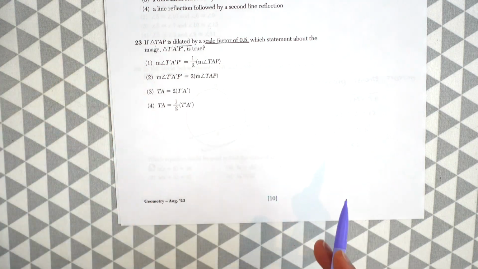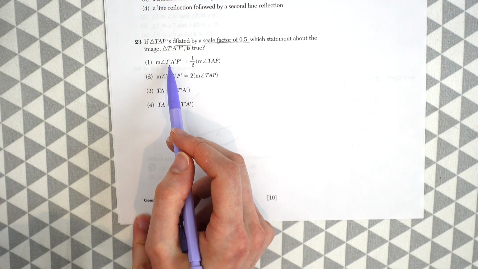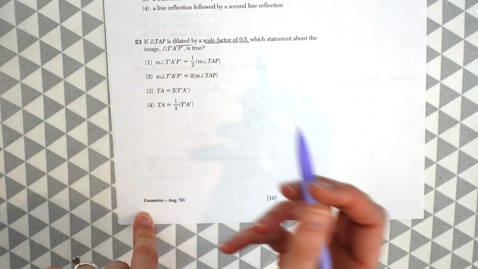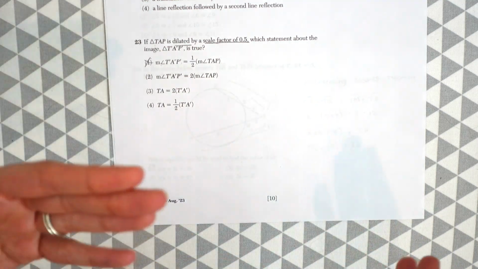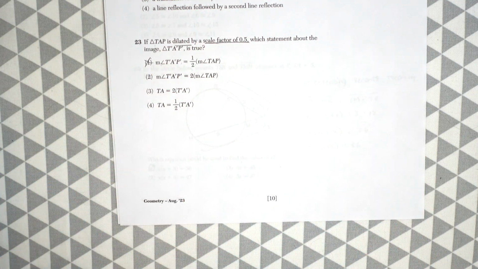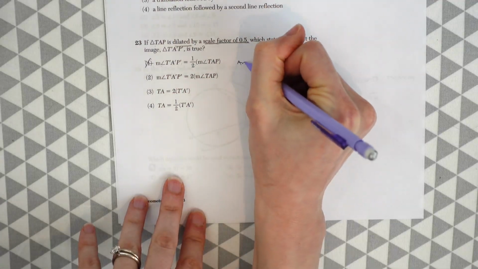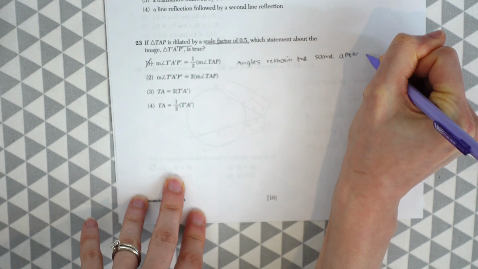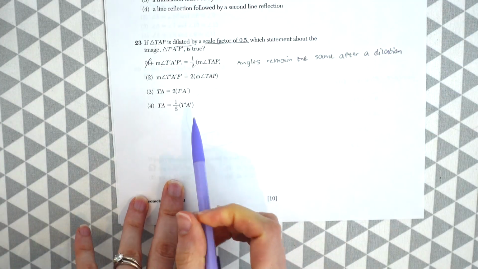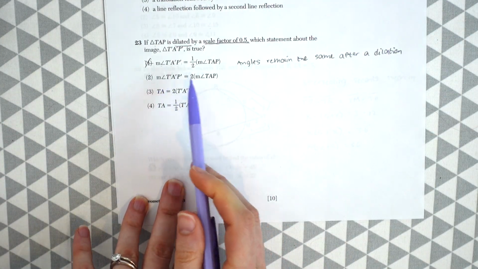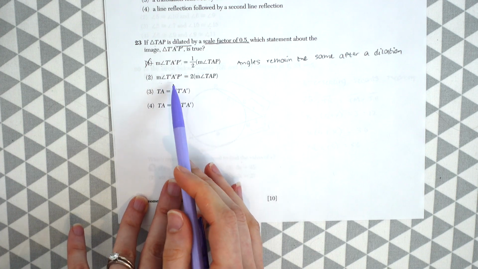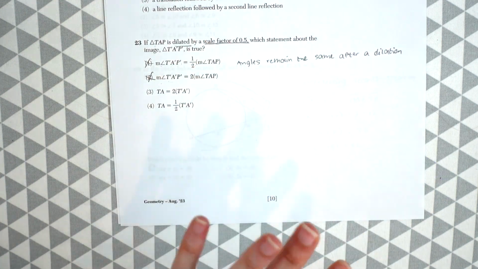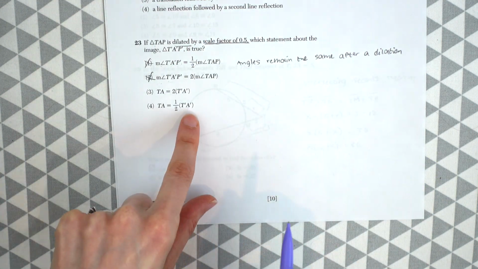Choice number 1, notice we're dealing with the angles. The angle of the new triangle is going to be equal to half of the angles of the old triangle. So anything with the angles and dilation, we're just going to ignore that because anytime you make a dilation, the angles are going to remain the same. And you'll notice the second choice is saying the same thing, or something similar with the angles. So we're going to just mark that wrong also, not our answer choice. Now let's look at the next one.